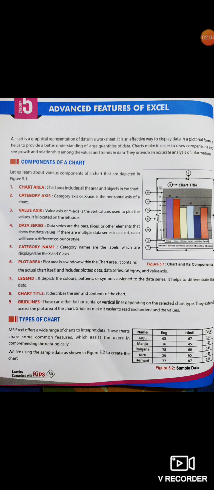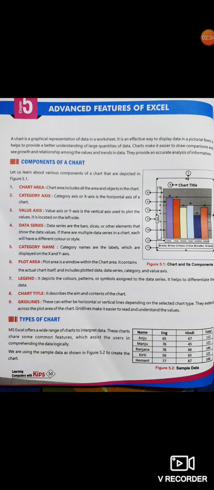Next one is plot area. A plot area is a window within the chart area that contains the actual chart itself and includes the plotted data, data series, category and value axis. Next is legend. What is legend? Legend depicts the colors, patterns or symbols assigned to the data series. It helps to differentiate the data.